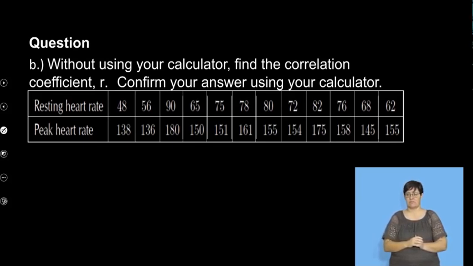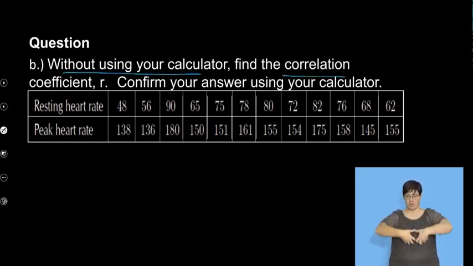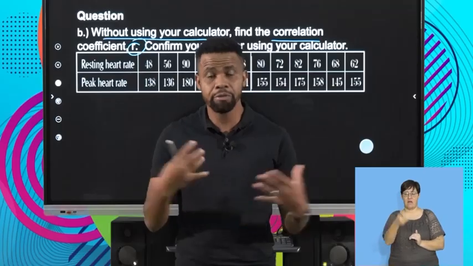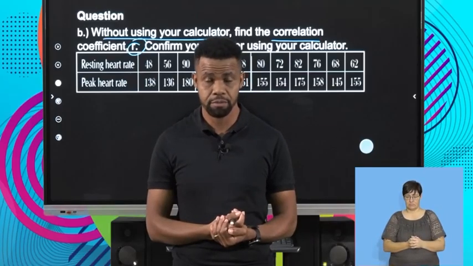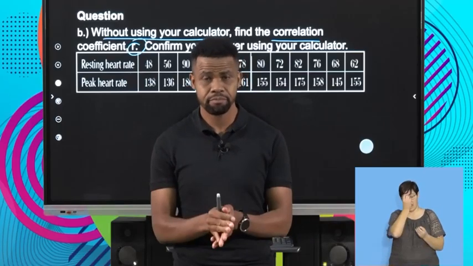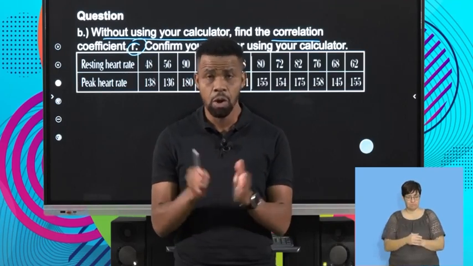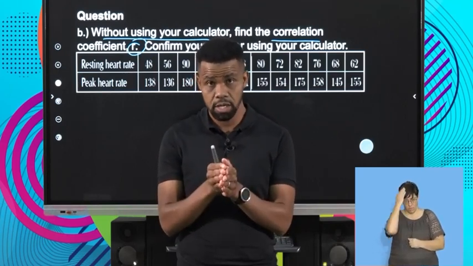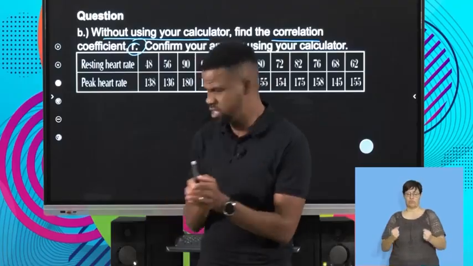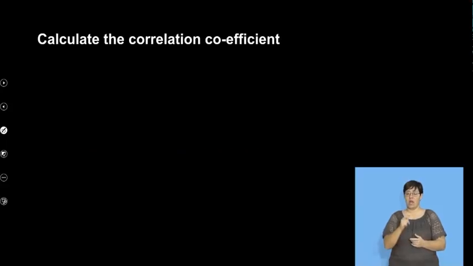Now, without using a calculator, find the correlation coefficient, r. After that, we're going to confirm using a calculator. How do we calculate this correlation coefficient? We have the data, and we know it's a strong positive correlation. Let's see how we do that without using a calculator.